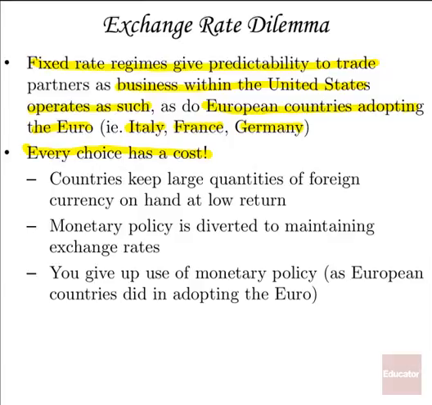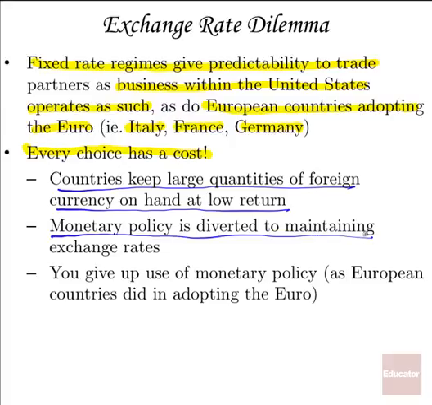Well, what's the problem with having a fixed exchange rate? Countries keep large quantities of foreign currency on hand at low return. So there's an opportunity cost. You're holding on to money that could be used for other productive resources, but it's kept just so that you can manipulate the currency. Similarly, monetary policy is diverted to maintaining exchange rates. So you're expending all this energy and effort to get the exchange rate to where you want it to be. Again, that's very taxing on the government when it could use its resources for other productive activities.